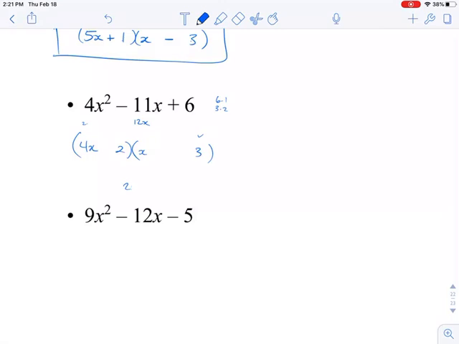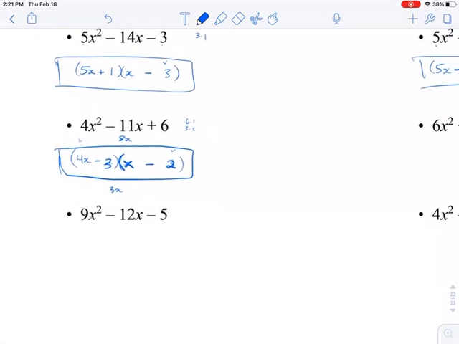We got one final combination to try, and that's to change this to 3 and put that to 2. So 4 times 2 is 8x. 3 times x is 3x. Yes, I can finally get to 11x using 8 and 3. They both have to be negative. Let's just make that a bit bigger. So finally, took a little bit of going over, but there we go.